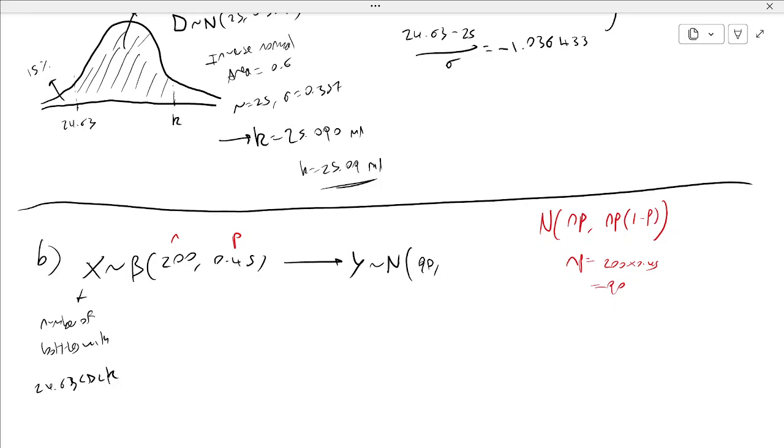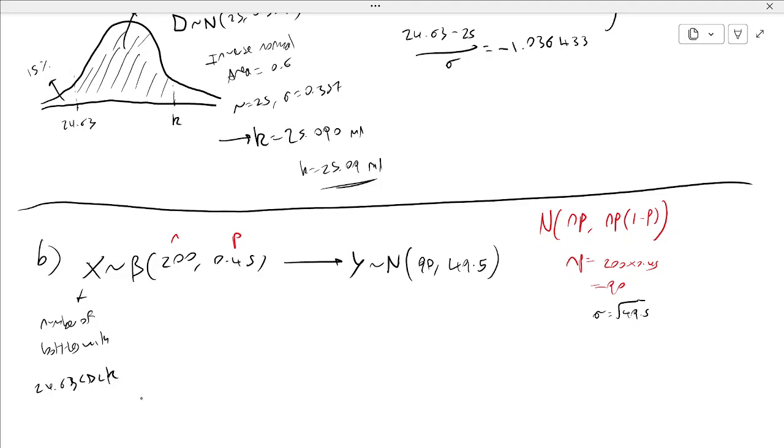And then quick calculator check. So 90 times 1 minus p is 49.5. And remember, this is my variance, so my sigma is actually going to be the square root of 49.5, whatever that is. Okay, so step 1, done. Step 2, done. Step 3 is the continuity correction.